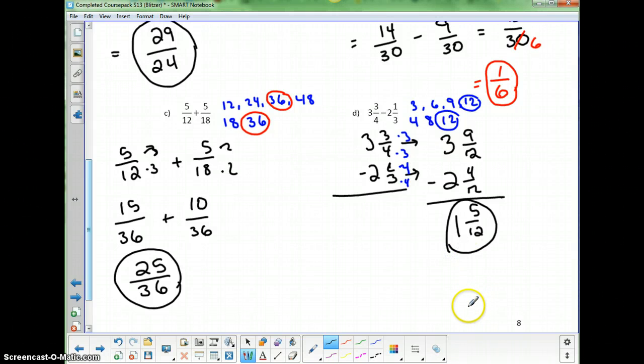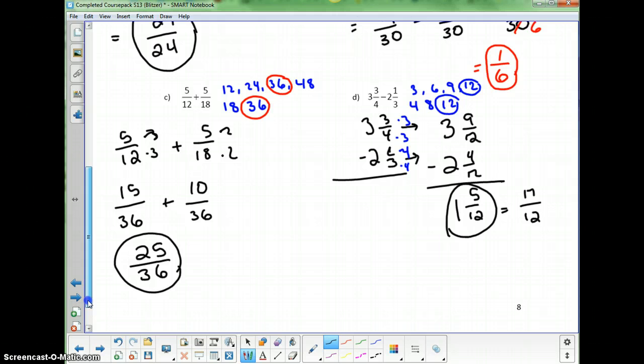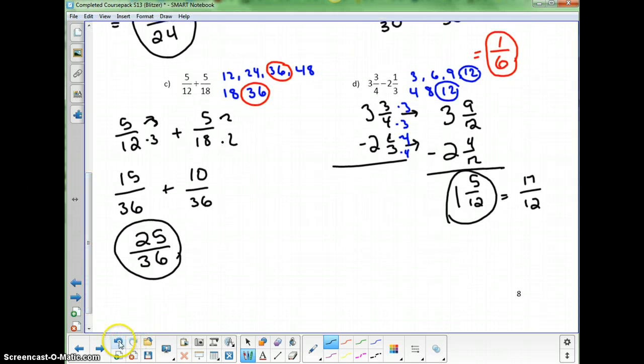Now it's also okay to have done this with improper fractions, and if you wanted to convert this to an improper fraction, 1 times 12 is 12 plus 5 is 17/12, which is also an acceptable answer. If you would have converted them to improper first and then subtracted them, that's also fine. Unlike multiplication and division, you can subtract or add mixed numbers as well as improper fractions. If it's multiplication or division, I would have had to change them to improper first. Let's look at the next page.